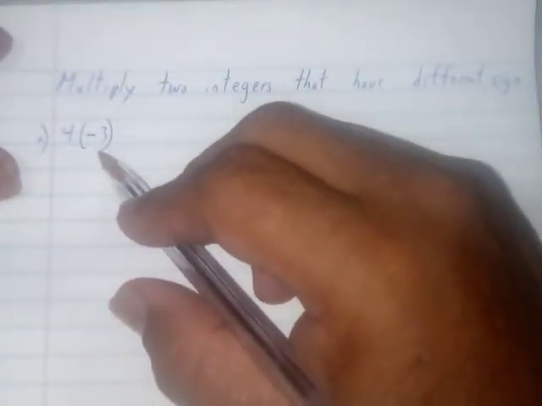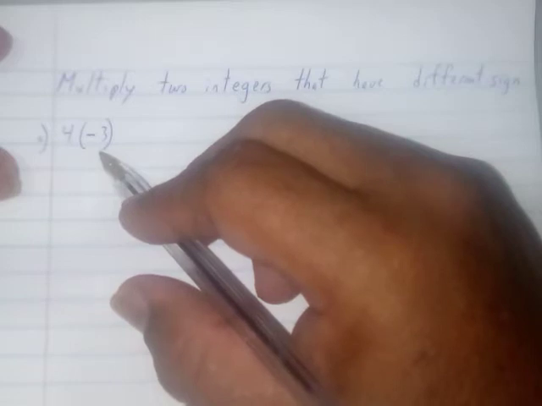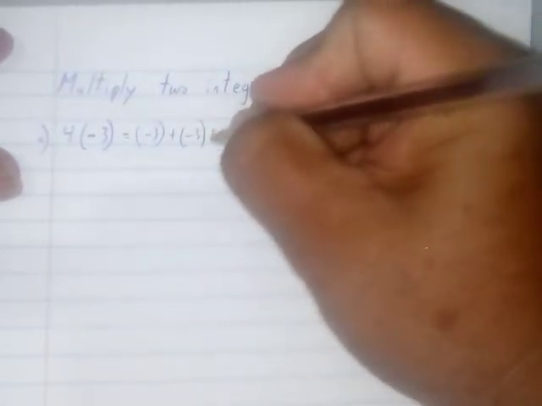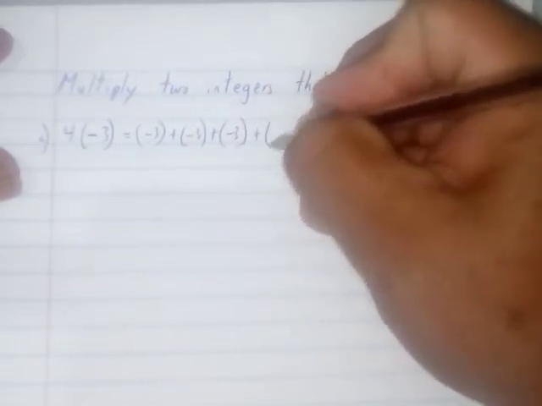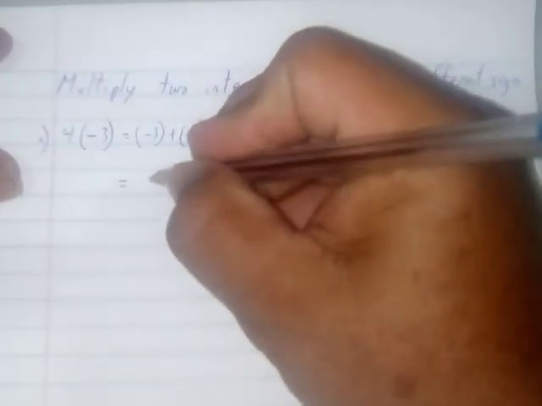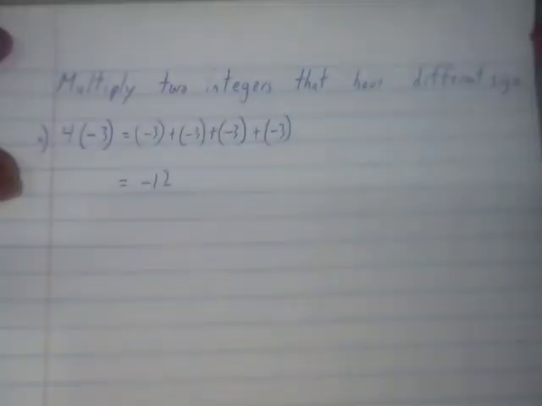So let's say we have 4 times negative 3. The bracket means negative. Okay, so we can expand this and look at it from a different perspective. So we can say that 4 times negative 3 is actually saying negative 3 plus negative 3 plus negative 3 plus negative 3. So we have added negative 3 as an addend 4 times, which would then give us negative 12, using the rule for adding two integers that have the same sign.